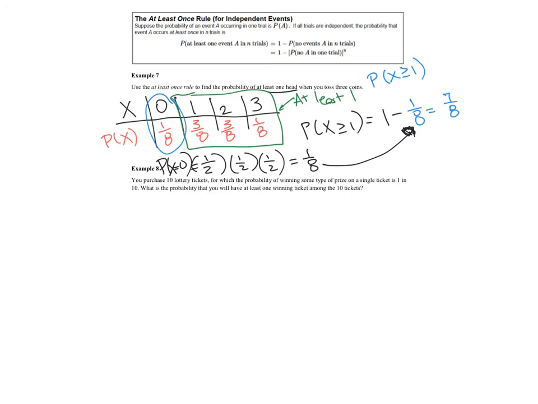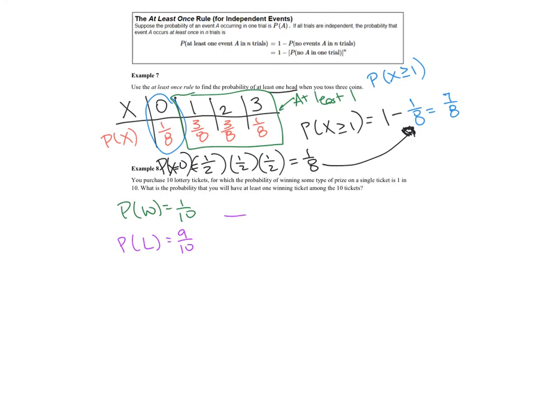So look at the last example, example 8. You purchase 10 lottery tickets for which the probability of winning some type of prize on a single ticket is 1 in 10. So the probability you win is 1 in 10. The probability you lose, which is what I'm actually going to be interested in, is 9 out of 10. What is the probability that you will have at least one winning ticket among the 10 tickets? Well, here's what you need to do. We're going to calculate for 10 tickets. The only thing you're going to be interested in is the probability that you lose on all 10.